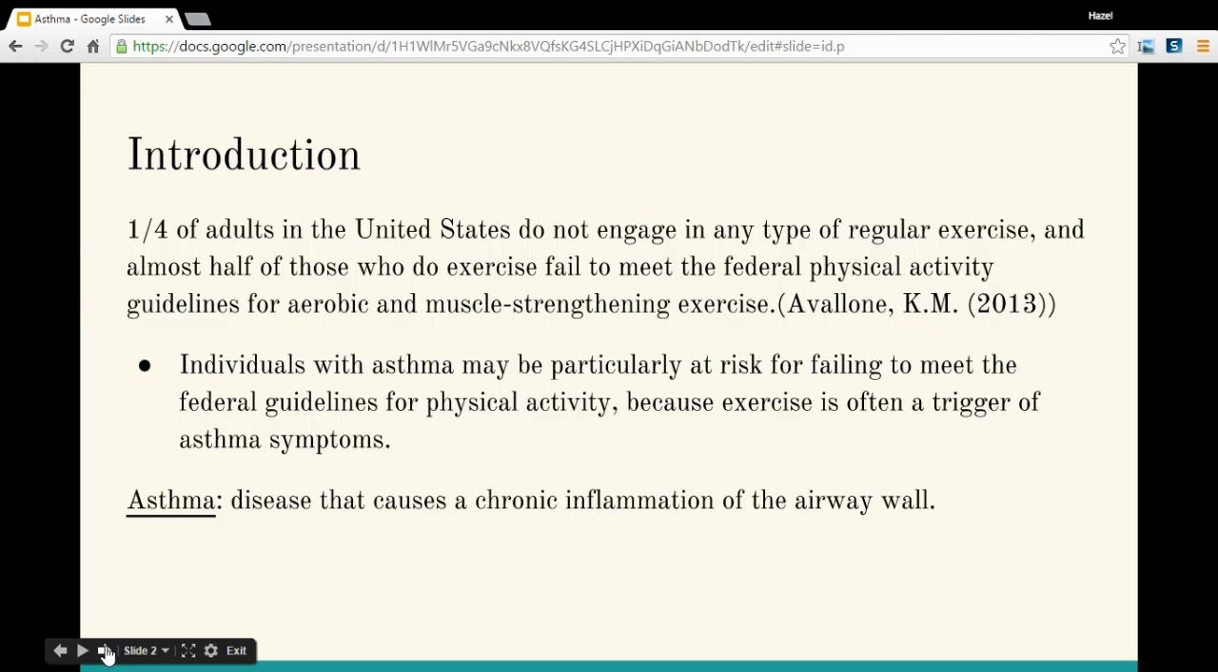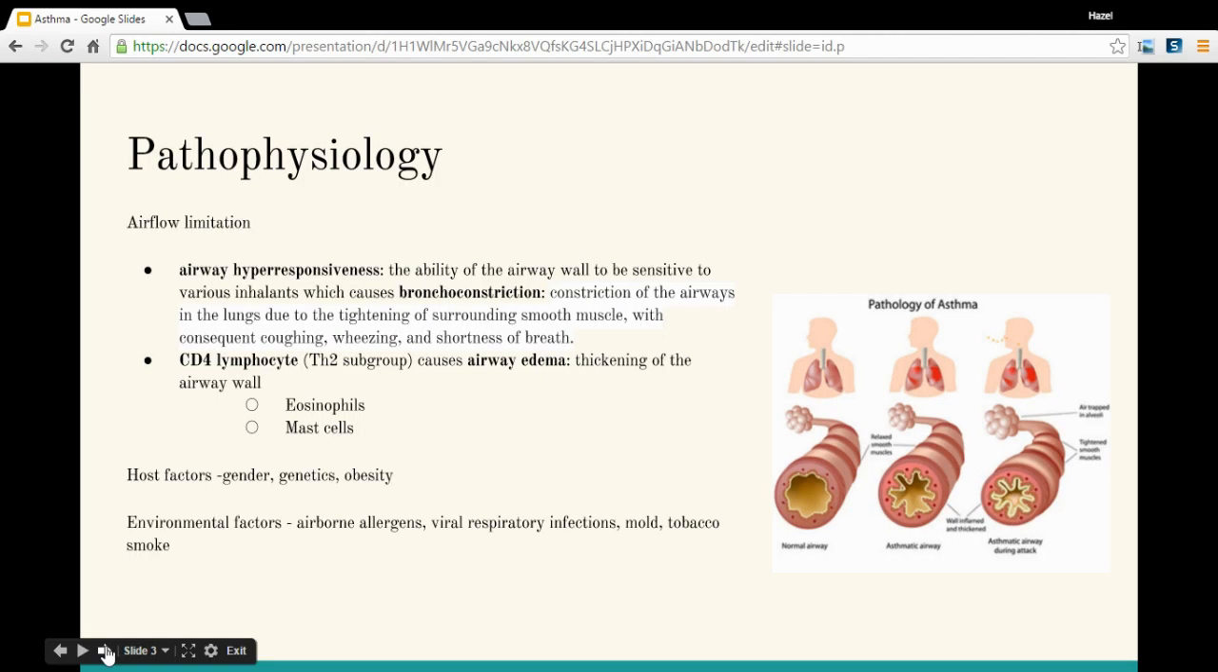For the definition of asthma, it is a disease that causes a chronic inflammation of the airway wall. Looking at the pathophysiology of asthma, it is an airway limitation. How that happens is through airway hyperresponsiveness, which is the ability of the airway wall to be sensitive to various inhalants, which causes bronchoconstriction. Bronchoconstriction of the airways in the lungs happens because of tightening of the surrounding smooth muscle with consequent coughing, wheezing, and shortness of breath.